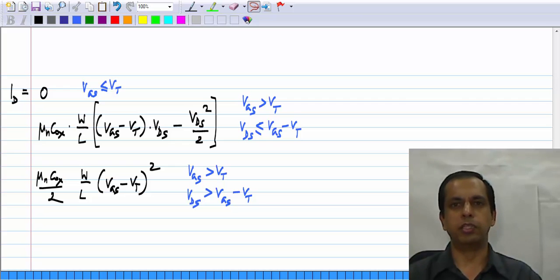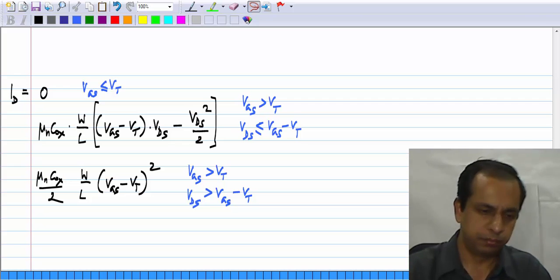We are now familiar with the large signal model of the MOS transistor. In this lesson, we will look at the small signal model.